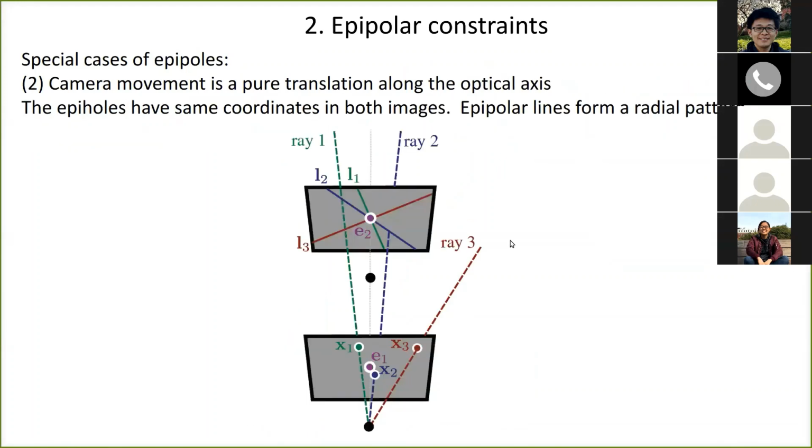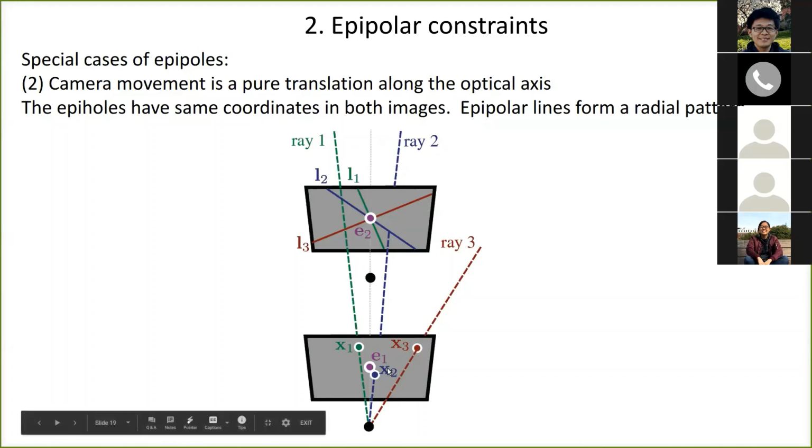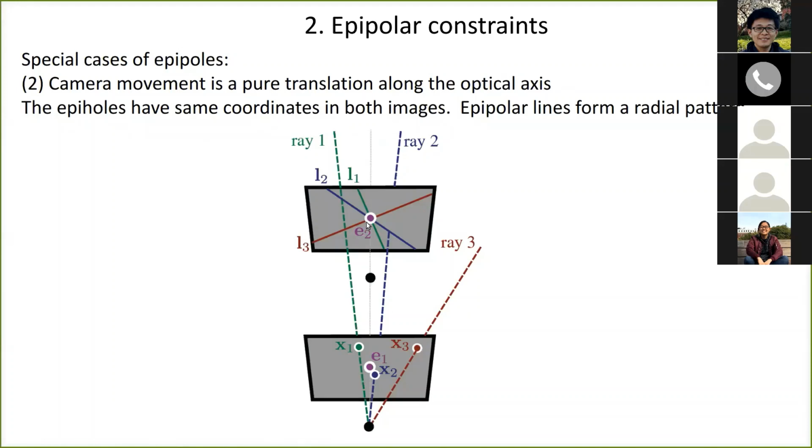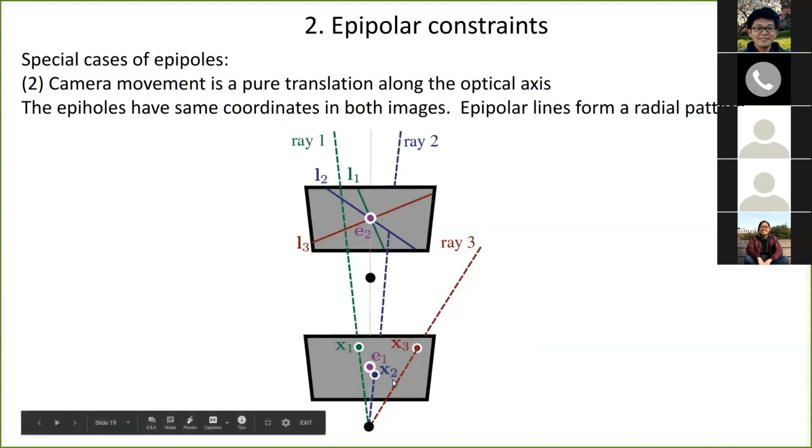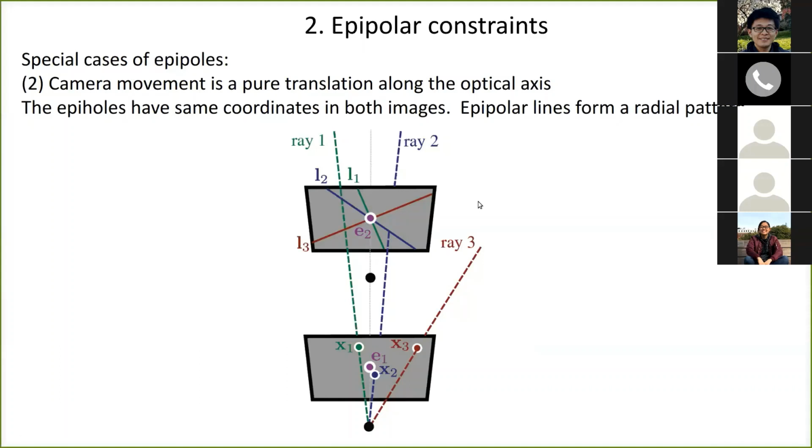Okay. Another special case for the epipole and epipolar line is when the camera motion is a pure translation along the optical axis. In this case, both optical centers C1, C2, and the epipoles E1 and E2 will be on the same line, and the epipoles will have the same coordinates in both images, and the epipolar lines will form a radial pattern like this.